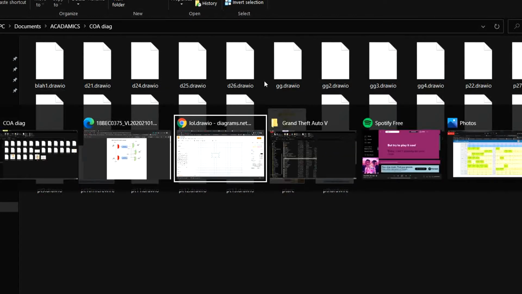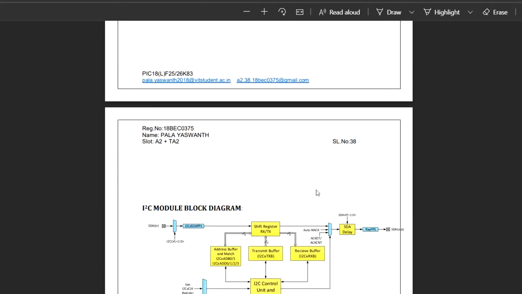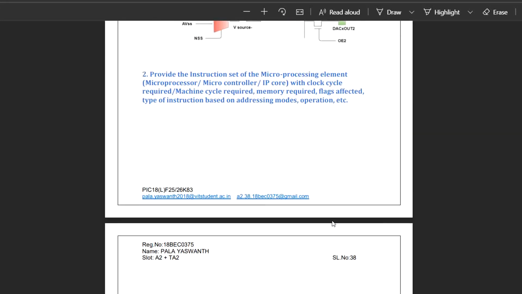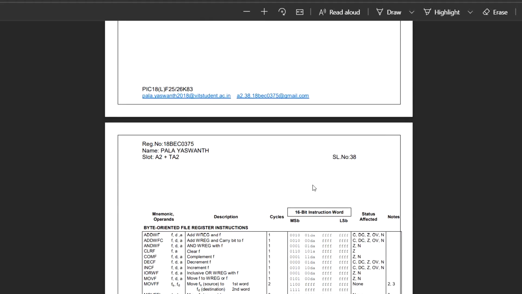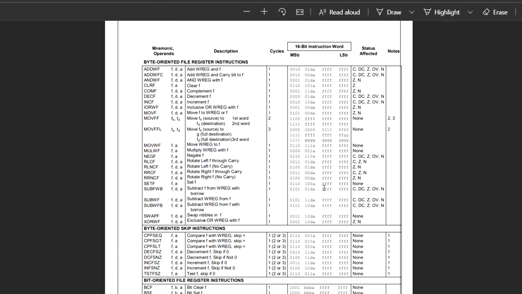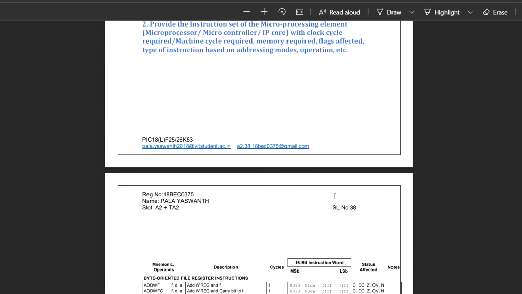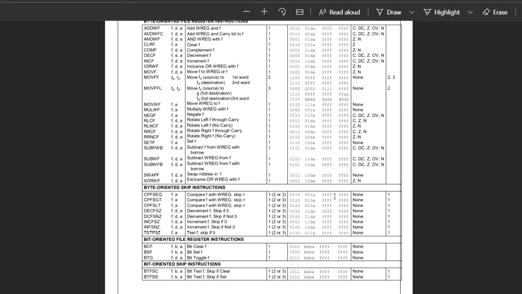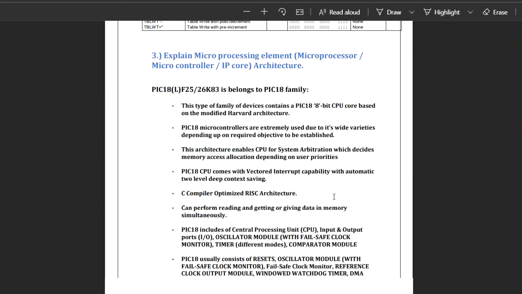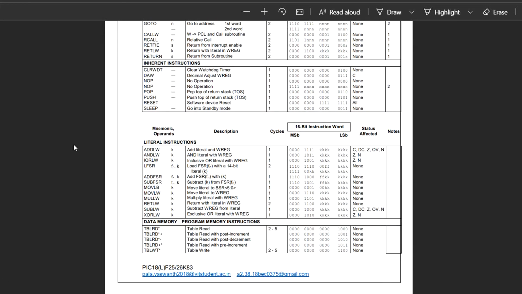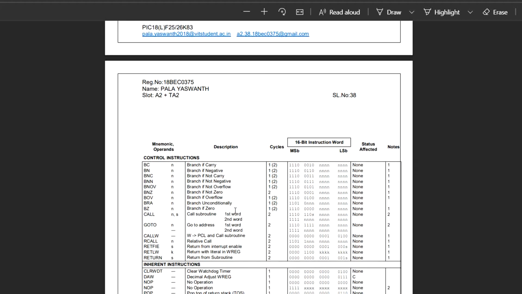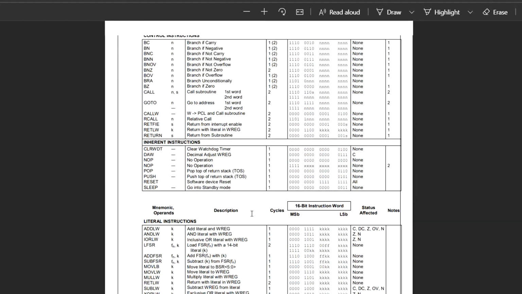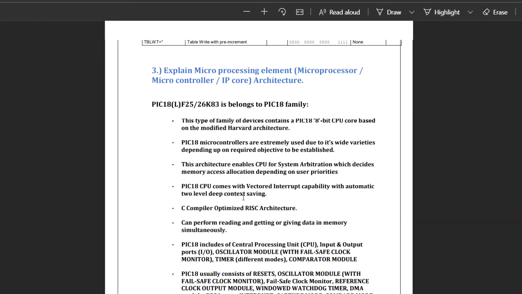Coming to the next question, it was about providing the instruction set of the microprocessing element, with the clock cycles required, addressing modes, options and operations. This is the instruction set which I got from the data sheet. It consists of the basic instructions and the advanced ones, all listed below. These are the programming instructions, control instructions and general purpose instructions, all given here. That's up to the second question.